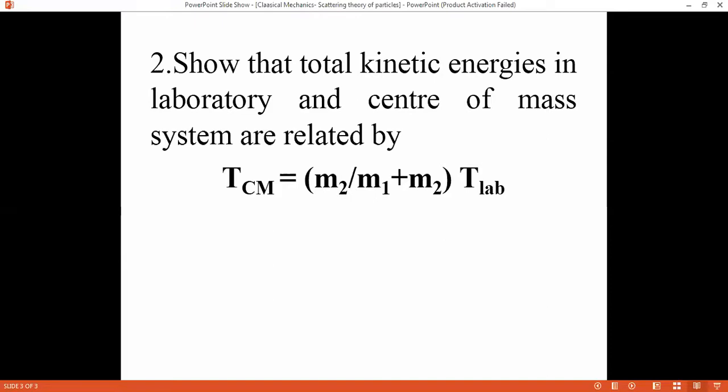m2 divided by m1 plus m2, and that is multiplied by T lab. That is the relation between your laboratory and center of mass frame.